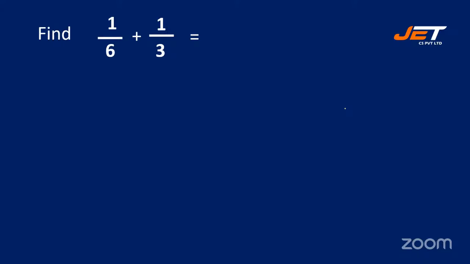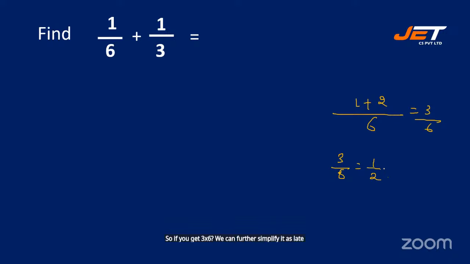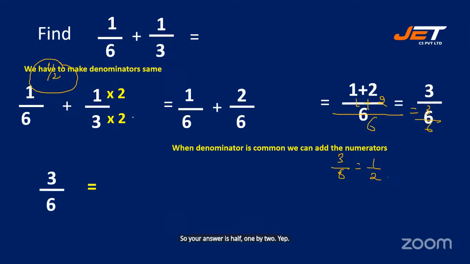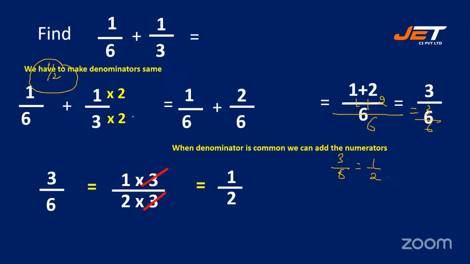The LCM for 6 and 3 is 6. So we get 3 by 6. We can further simplify it as 3 ones are 3, 3 twos are 6. So your answer is half, 1 by 2. Okay. See, the answer is 1 by 2. Right, let me see how many of you have given me the right answers.